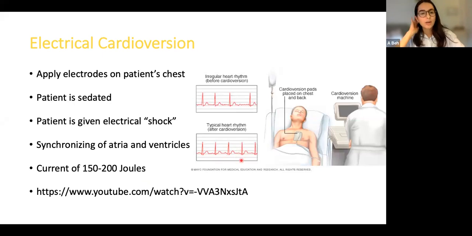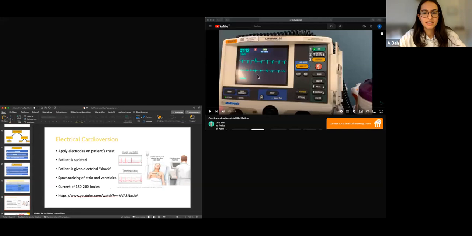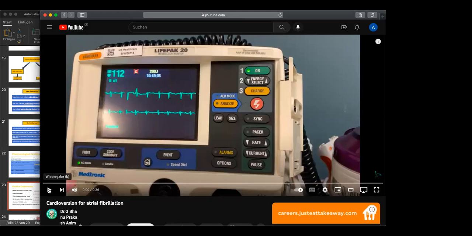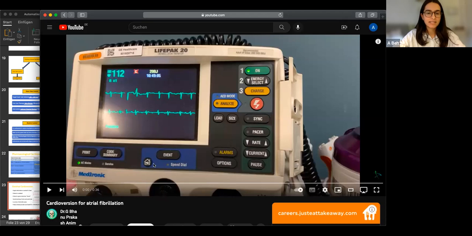This is very complex, so I thought it would be interesting for you to see a video. Let me just check if I can open the YouTube video quickly. Can you all see the YouTube video? Yes, we can see it. Okay, perfect.